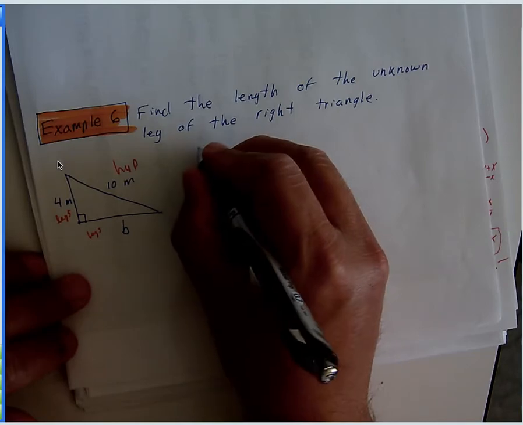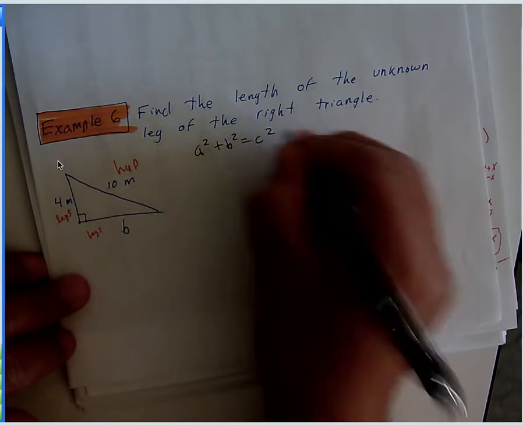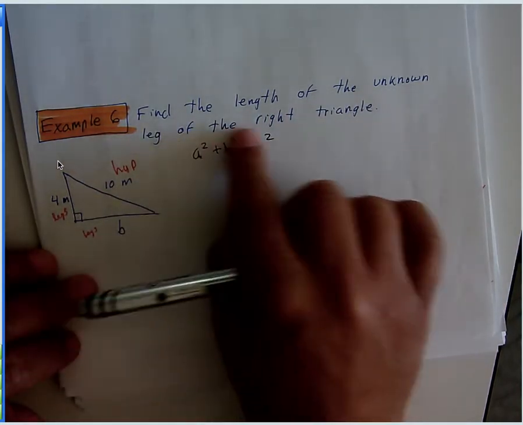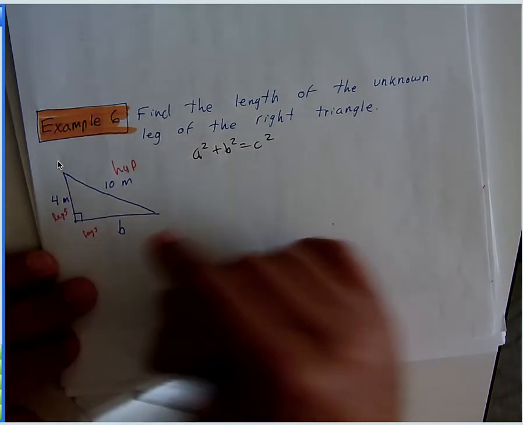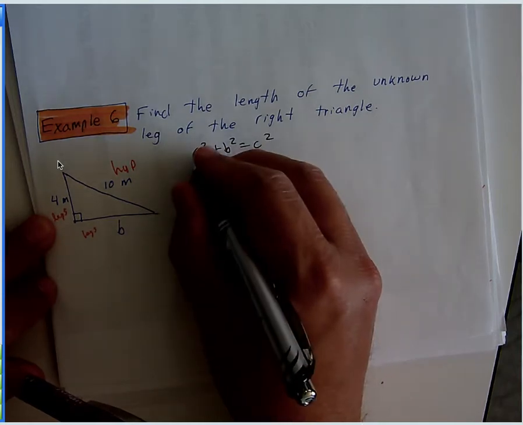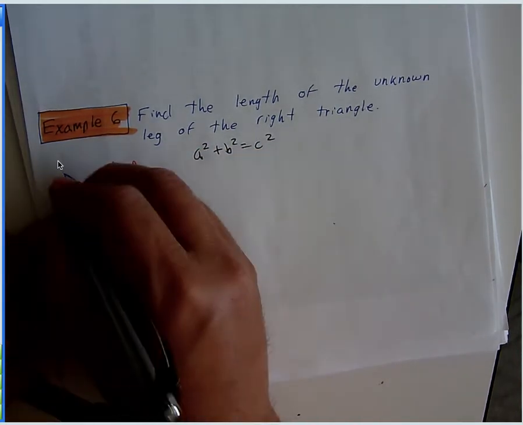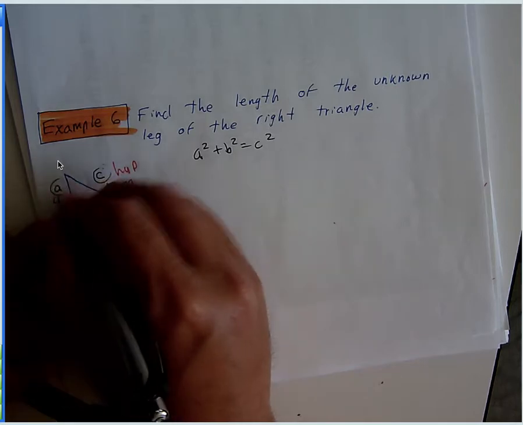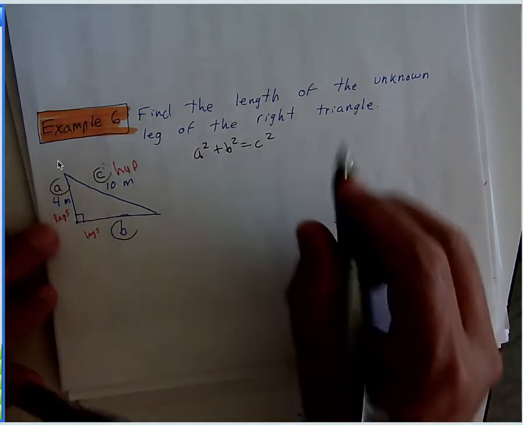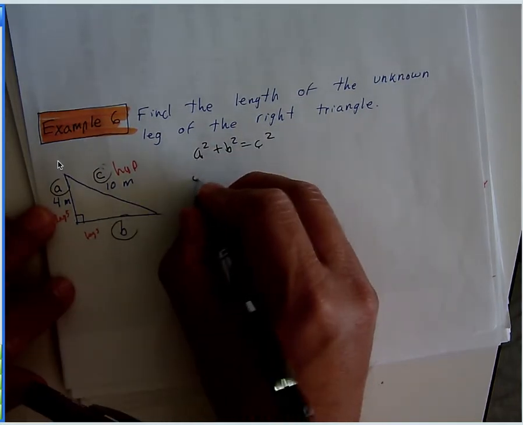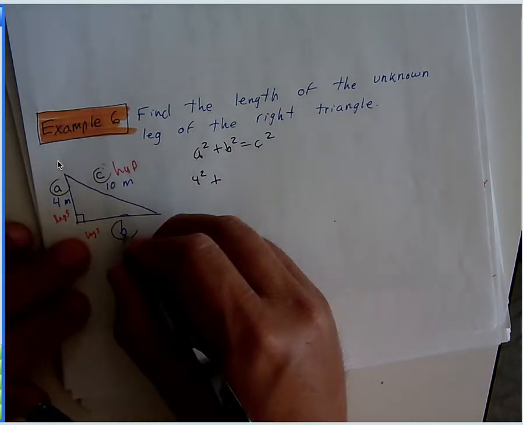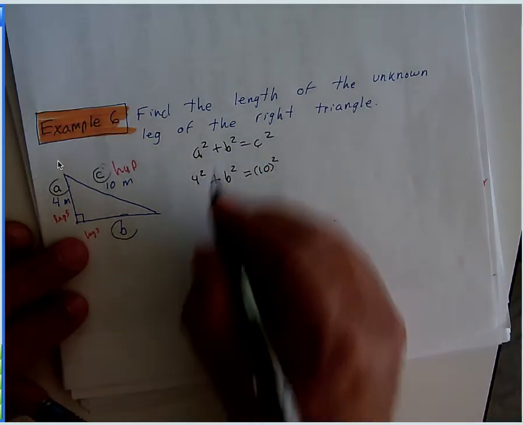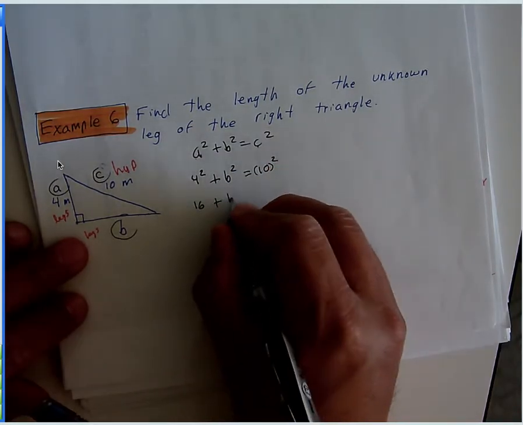So we're going to use the Pythagorean theorem again to solve these, because we need to find the length of the unknown leg of the right triangle. We don't know this leg, it's B. We know this leg, so we can substitute here. 4 would be A, this is just B, and that one would be C. That's the height. So A squared would be 4 squared plus B squared, we don't know that one, equals 10 squared. So 4 squared is 16, plus B squared equals 100.